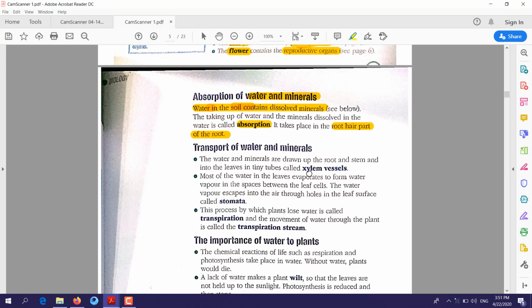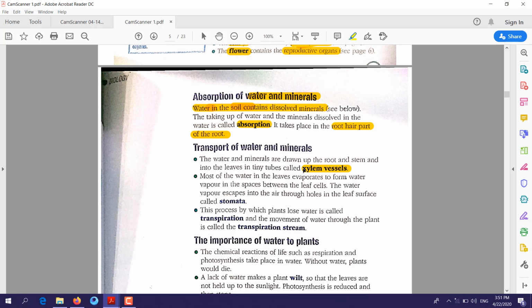Transport of water and minerals. The water and minerals are drawn up the root and stem and into the leaves in tiny tubes called xylem vessels.